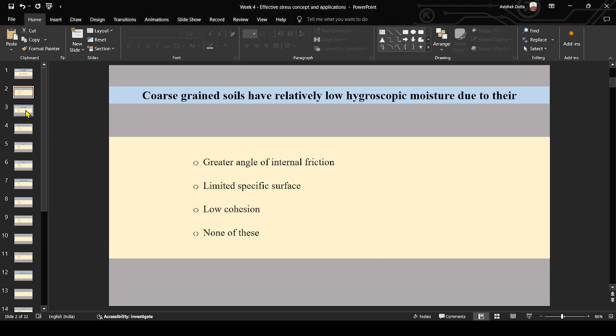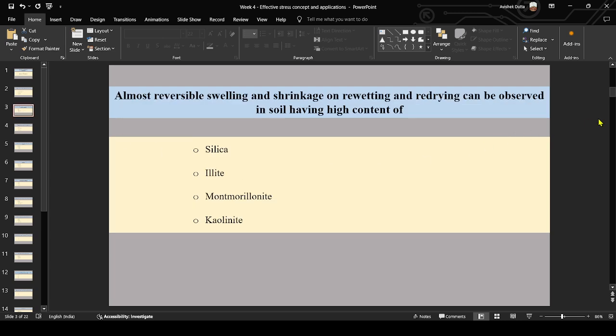Next question. Almost reversible swelling and shrinkage on re-wetting and re-drying can be observed in soil having high content of. I repeat the question. Almost reversible swelling and shrinkage on re-wetting and re-drying can be observed in soil having high content of. The options are silica, illite, montmorillonite, or kaolinite.